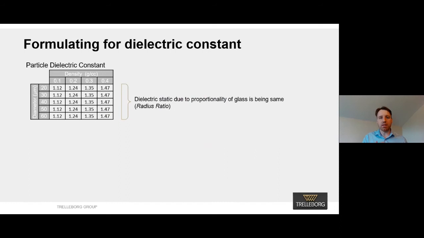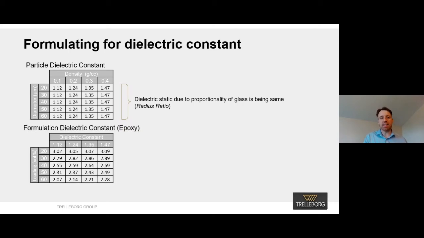When we look at the impact on formulations for a second, you can see here in the top left that the best way to control particle dielectric constant is via the density, because you're directly changing the proportion of the particle made up between the glass and the internal pore, whereas the dielectric constant stays constant as you change particle size given the same density. And again, this is a very basic example, but this would be called holding a radius ratio static.